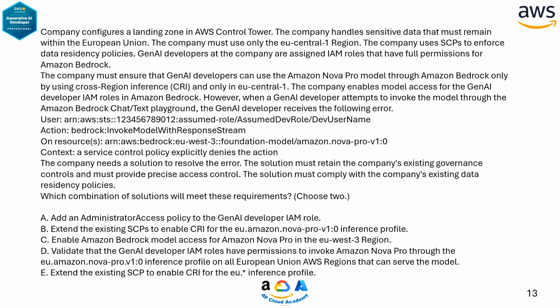D. Validate that the GenAI developer IAM roles have permissions to invoke Amazon Nova Pro through the eu.amazon.nova-pro-v1:0 inference profile on all European Union AWS regions that can serve the model. E. Extend the existing SCP to enable CRI for the eu.* inference profile.